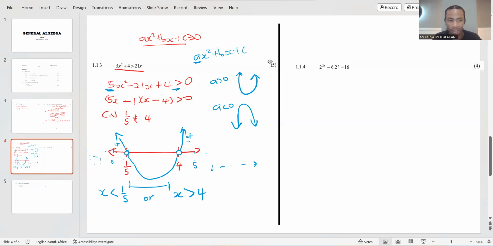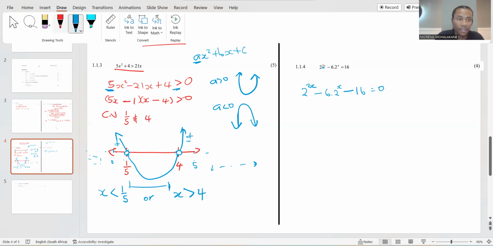Getting to the last one. Okay, I don't think it's the last, it's the second last. So you are given an exponential. You're dealing with exponents. So you're going to have 2 exponent 2x, then that's minus 6, and 2 exponent x minus 6 equals 0. This is the standard form. The minute I see 2 exponent 2x, I know I'm dealing with a quadratic, right? So I have it in standard form, ax squared plus bx plus c.